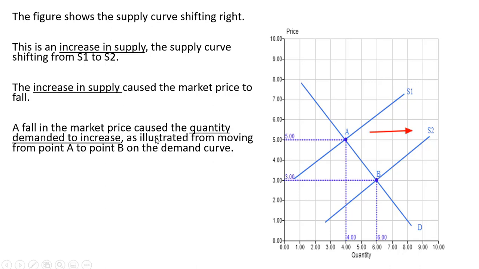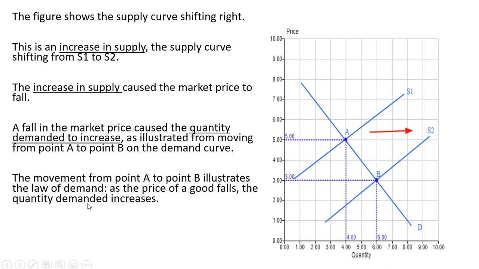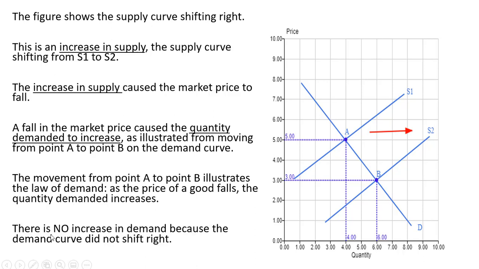A fall in the market price caused the quantity demanded to increase. So in this diagram, demand did not increase. We had an increase in the quantity demanded, as illustrated from moving from point A to point B along this demand curve. So the movement from point A to point B illustrates the law of demand. As the price of a good falls, the quantity demanded increases. So once again, there is no increase in demand. We saw earlier what an increase in demand looks like. It's the entire demand curve shifting to the right. That didn't happen in this diagram.